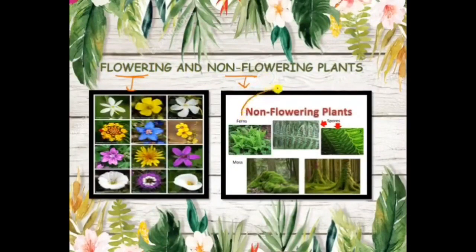You can see here on the right side an example, the fern, which is a non-flowering plant. Generally we grow this plant in our houses, and at the back of the leaves you can see tiny spores, so these are spore-bearing plants. These are not flower bearing.